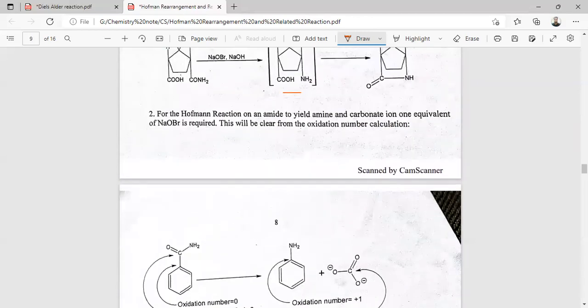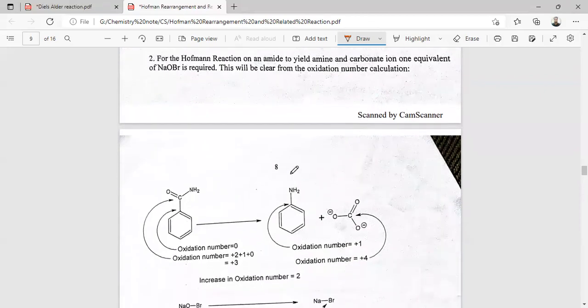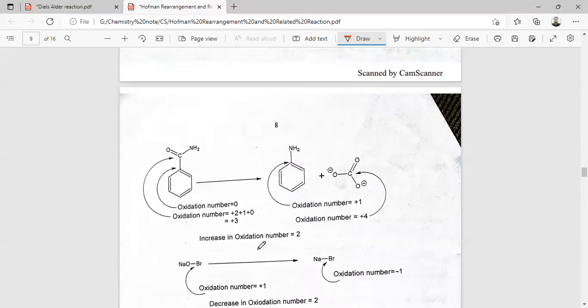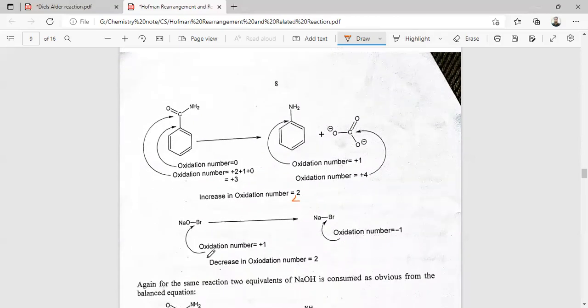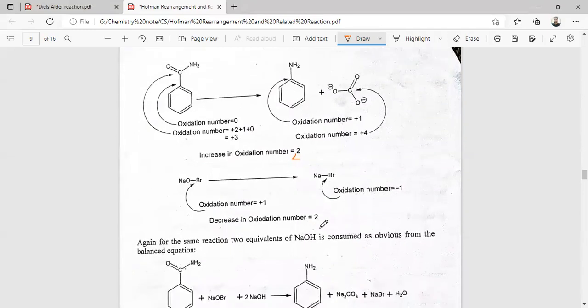For the Hofmann reaction on an amide to yield the amine and carbonate ion, one equivalent of NaOBr is required. This will be clear from the oxidation number calculation. So the oxidation number of this nitrogen is 0, and the oxidation number of this carbon is +3. So after Hofmann rearrangement, the oxidation number of this carbon is +1 and that of this one is +4. So the increase in oxidation number is +2. So in NaOBr the oxidation number of Br is +1 and in NaBr it is -1. So the decrease in the oxidation number is 2. Again, for the same reaction, 2 NaOH is consumed, as is obvious from the balanced equation.